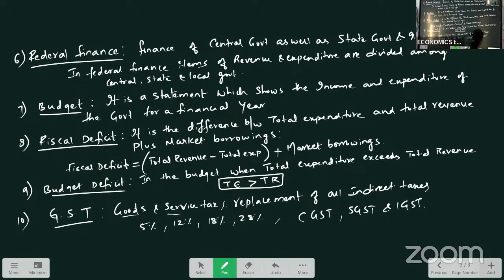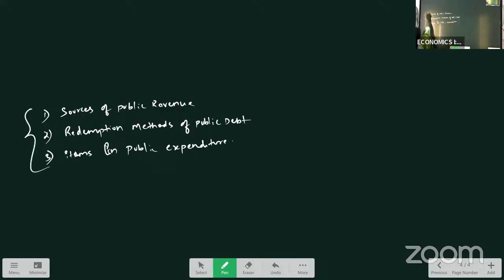So in this chapter, what questions you are preparing? Important questions from this chapter are sources of public revenue, redemption methods of public debt, and items in public expenditure. So these 3 questions, if you prepare, this will be for 5 marks. Any 2 you will get from exam point of view. So almost 10 marks you can score here.